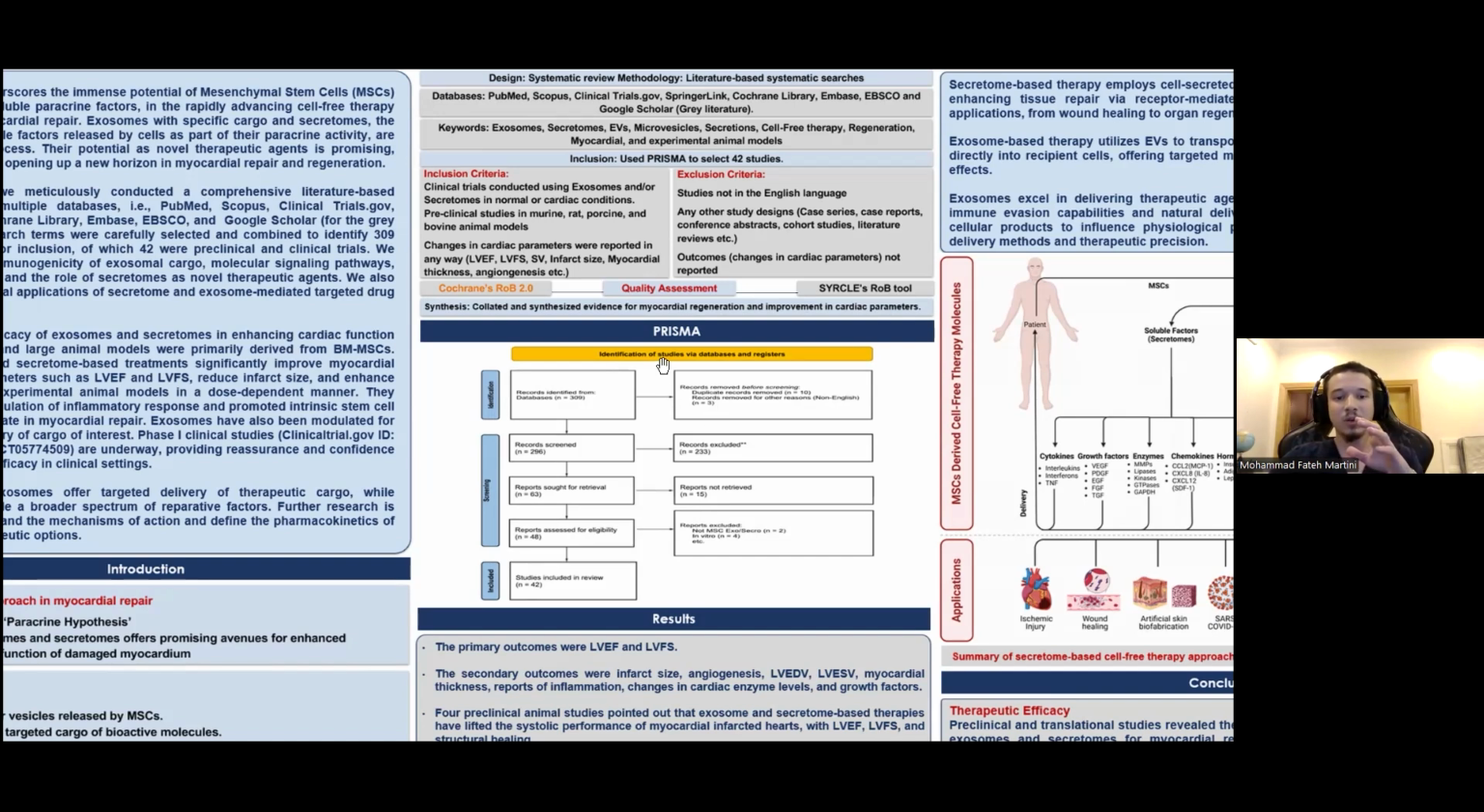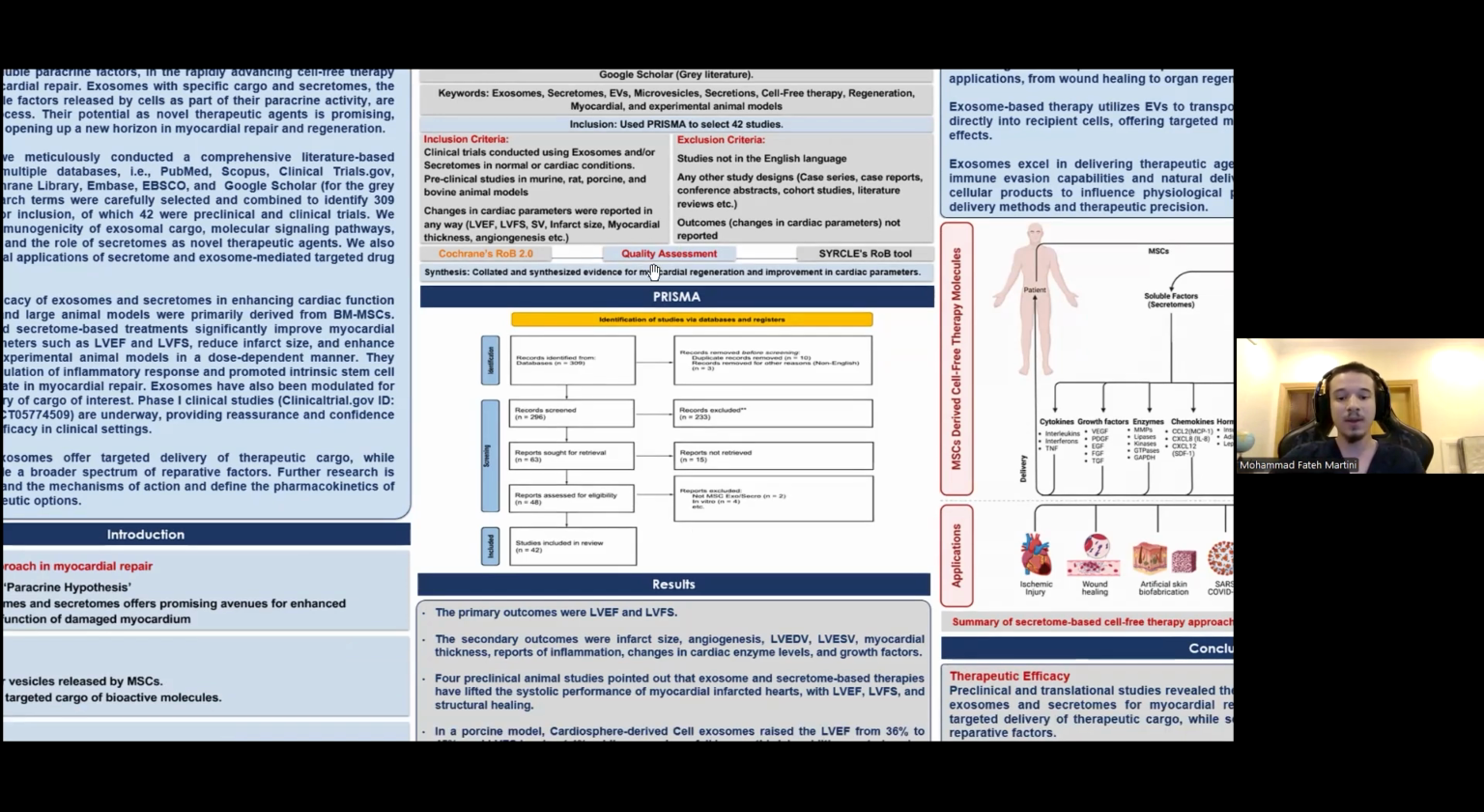Just a brief about the inclusion and exclusion criteria. We included any study that used the exosome or secretome from mesenchymal stem cells, studies that used any animal models, small or large, and that reported change in cardiac parameters such as left ventricular ejection fraction, fractional shortening, stroke volume, infarct size, myocardial thickness, and also angiogenesis. For exclusion, unfortunately, because of our small team, studies that are not in the English language were not retrievable for us and were excluded. Any other study design, like case series and case reports, was also excluded, as were studies that did not report the outcomes.